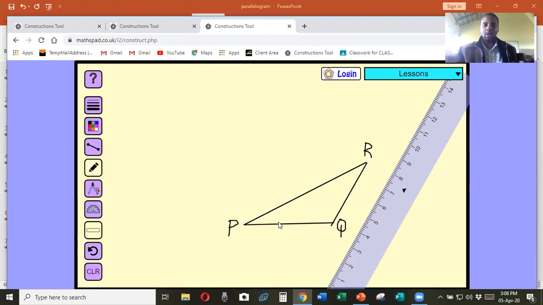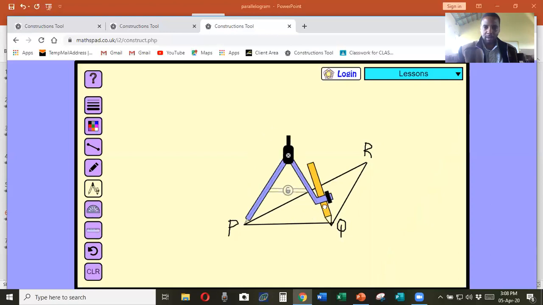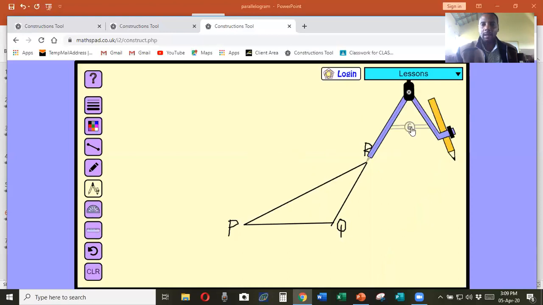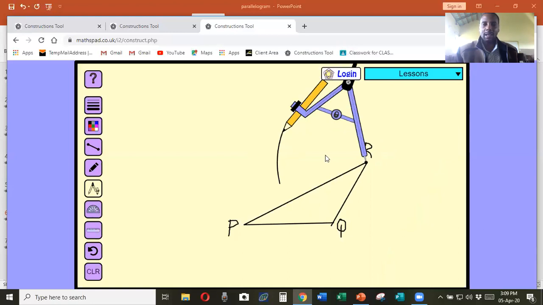So I want PQ, which is up here, the same as RS. So RS and PQ are going to be the same. So I'm going to get my compass, I measure PQ up to there. Yes, up to there. And then I stand at point R. Then I try to make an arc using the radius of PQ because PQ and RS, which are opposite, are the same.